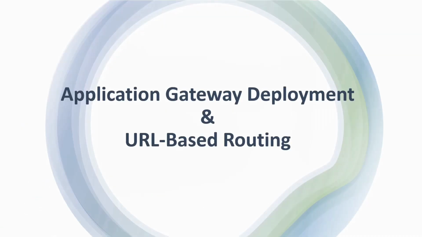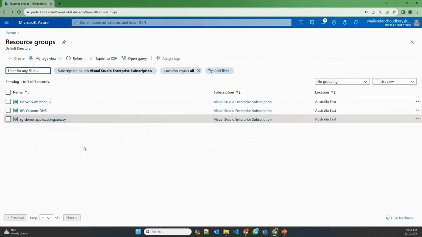And in this video, I'll show the step-by-step deployment of Application Gateway and the setup of URL-based routing. In the previous video, I have explained the components, features, and workflow of Application Gateway. You can find the link in the description of this video. So let's start. I have already created a few resources to save time on the implementation of Application Gateway.